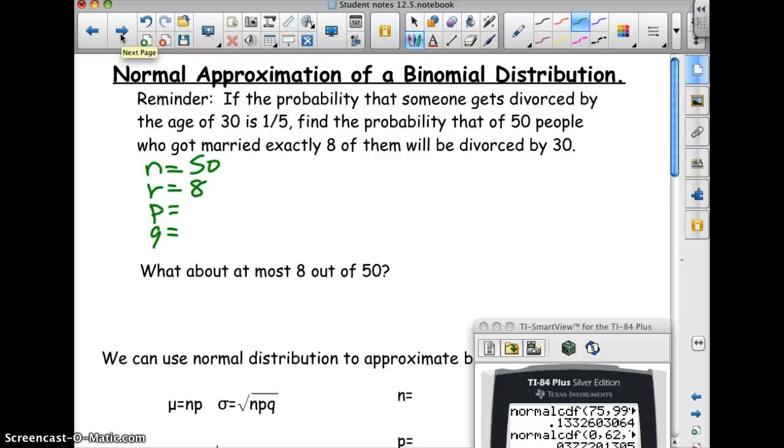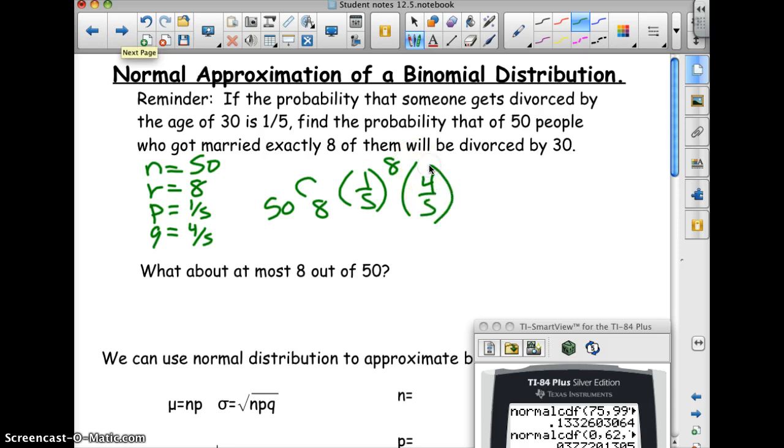The probability you get divorced by age 30 is 1/5, so P is 1/5, and then Q has got to be 1 minus P, which is 4/5. Then that's going to be 50C8, 1/5 raised to the 8, because we want 8 of them to get divorced, and really we want 42 of them not to get divorced. There you go, and then you can evaluate that.